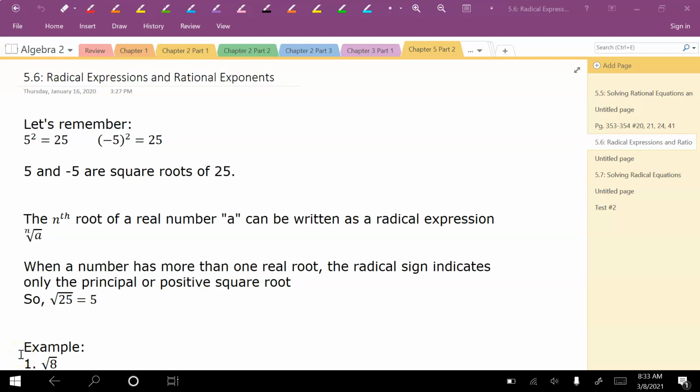So we're going to get started with section 6 today. We're going to spend a couple days on section 6, just like we did with section 5. And we're going to talk about radical expressions and then rational exponents. Radical, remember, is anything that has a root symbol in it.